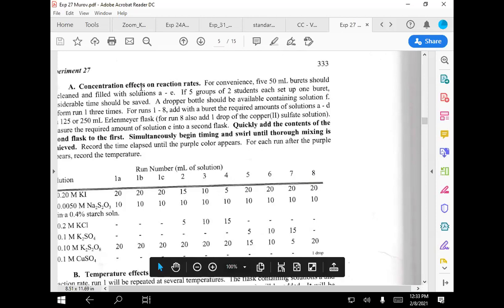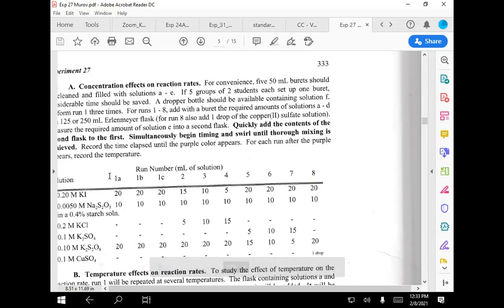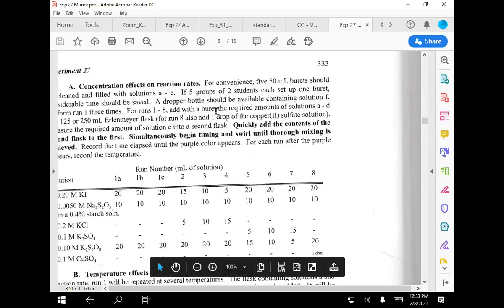So the first one is at room temperature. You're changing the A, B, C, D here is over here. When I was scanning this, you couldn't see it, but you guys have your lab notebook, so you should be able to see that there's A, B, C, D over here.